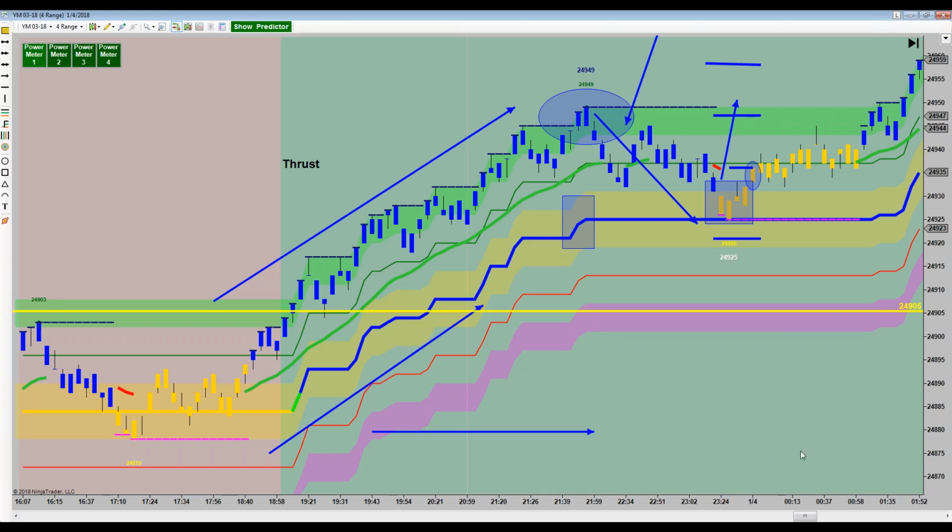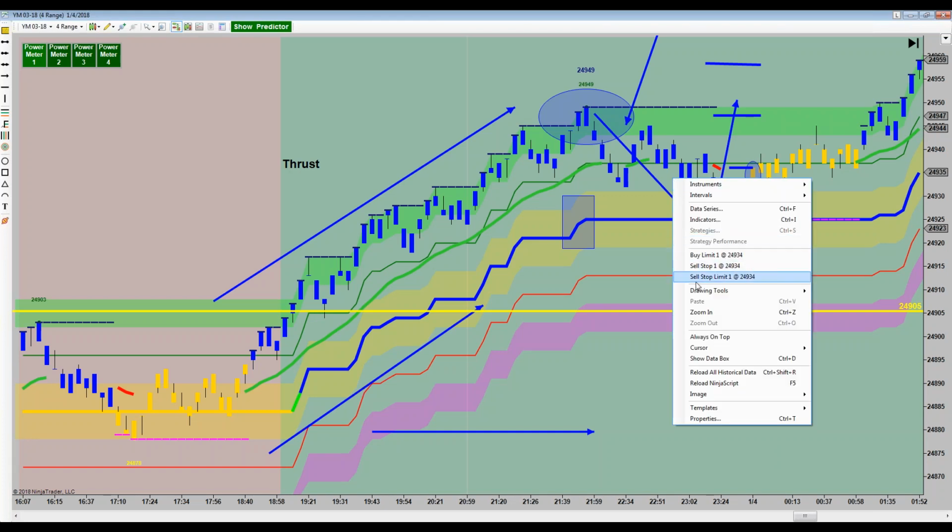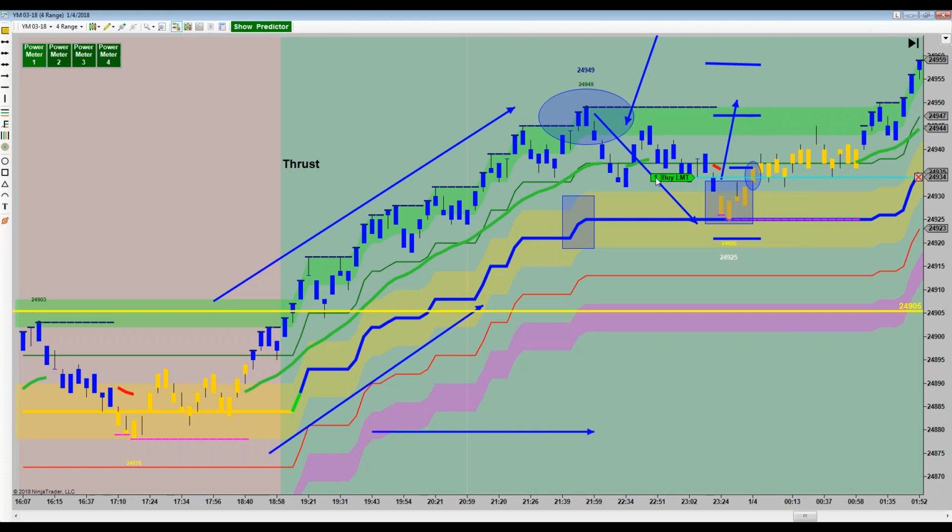You would identify the same area that you have right here. You could draw a box. You don't have to draw a box. The box helps you see the top and bottom of it. And you would simply put a buy order in here, like that.